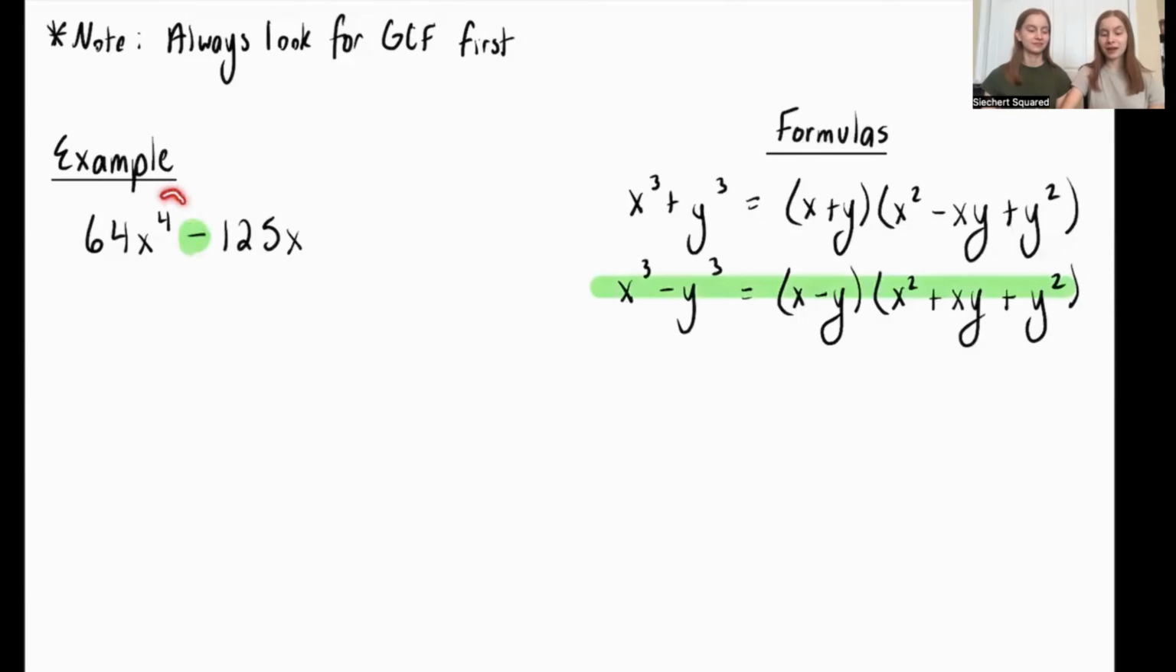First things first, x to the fourth is not even a cube because it's not x to the third. That's kind of our hint that we do actually have a GCF besides 1 and we have to take a variable out.